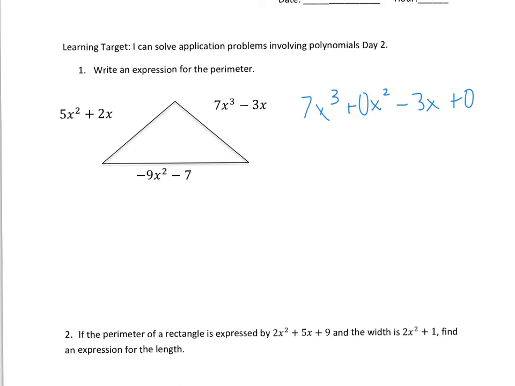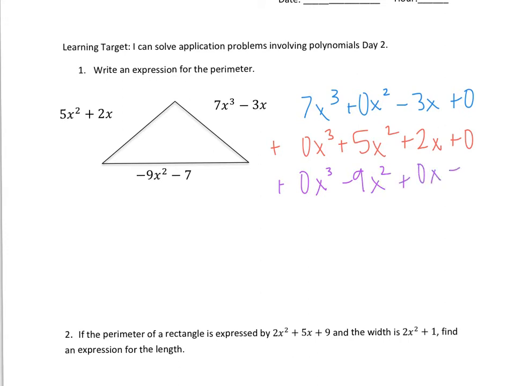Now I'm going to add another side, the 5x squared plus 2x, which doesn't have any plain numbers with it or even any x cubes. Then, in a new color, I'm going to add the last side, and that side is 0x cubed again, minus 9x squared plus a 0x and a minus 7.